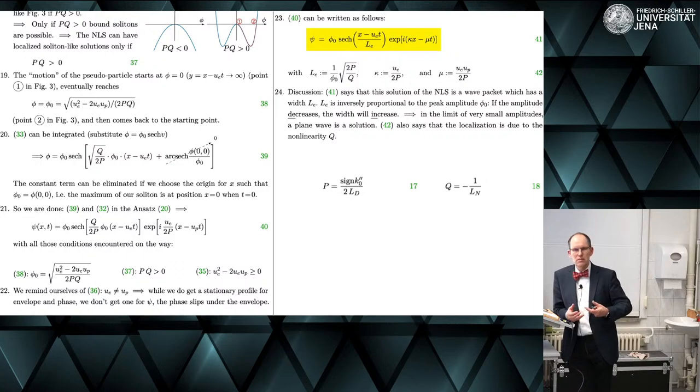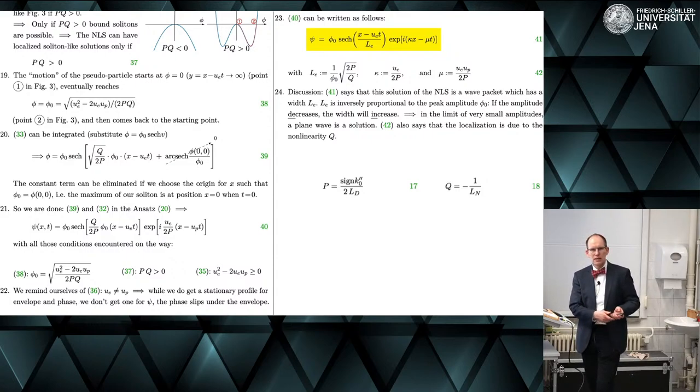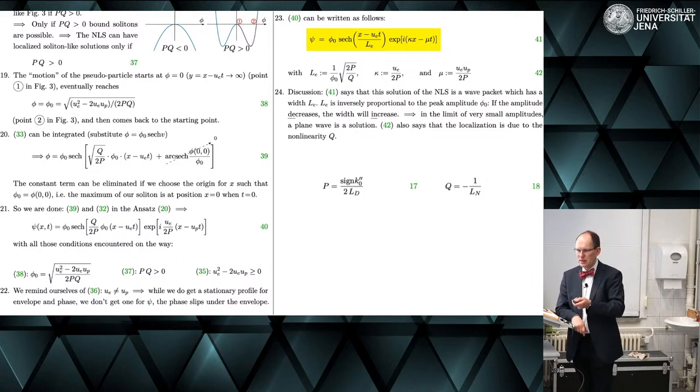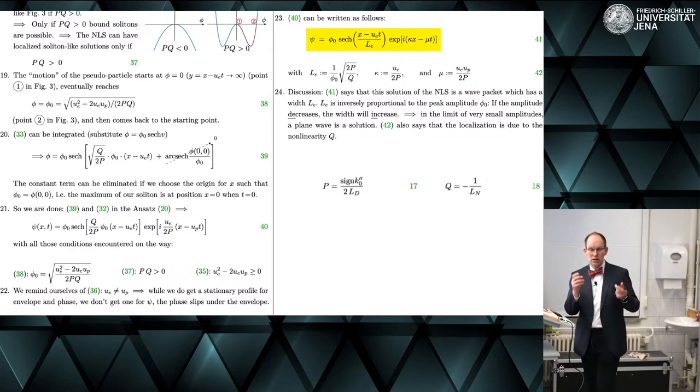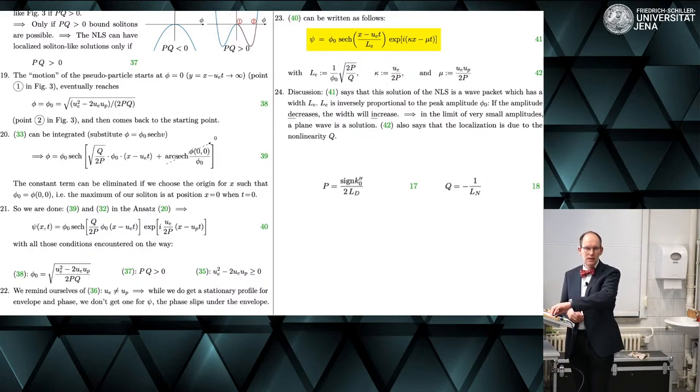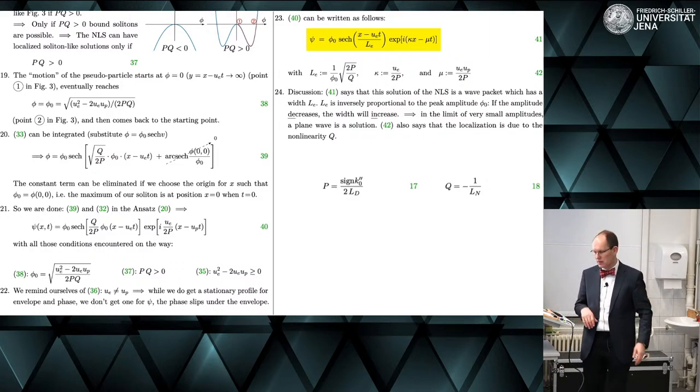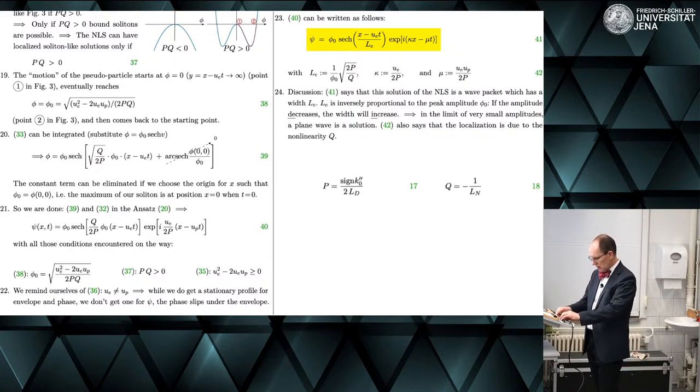If you increase the amplitude, then the pulse duration shrinks. So this was what we called the area condition. This can be found as a consequence of this equation. However, if you make the power too large, then the pulse would break apart and you would have two pulses as a solution.